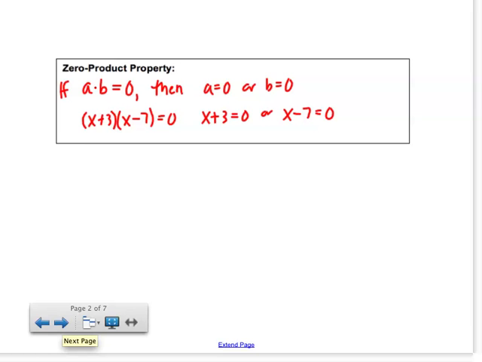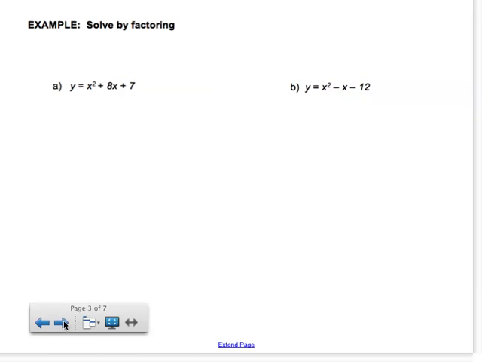Now when I set something equal to 0, that means I've replaced the y. And we talked about when we graphed that when y equals 0, that is a solution. That's an x-intercept. So we can factor and find our solutions.